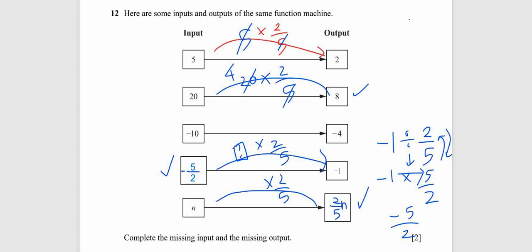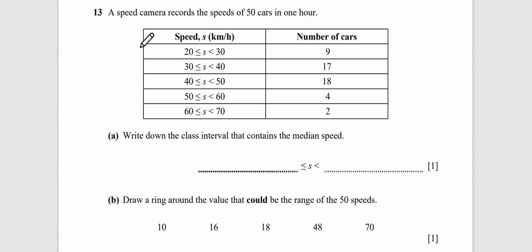Now let's move on to question 13. Now we go to question 13a. A speed camera records the speed of 50 cars in 1 hour. Speeds from 20 to 30, 30 to 40, 40 to 50, 50 to 60, 60 to 70. Number of cars is 9, 17, 18, 4, and 2. Now, write down the class interval that contains the median speed. 10 seconds from now.